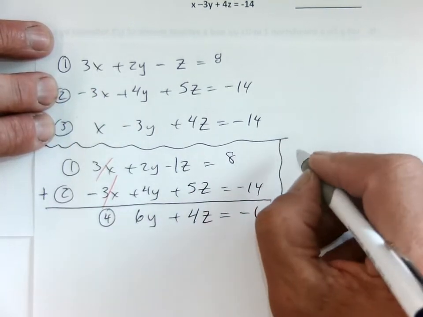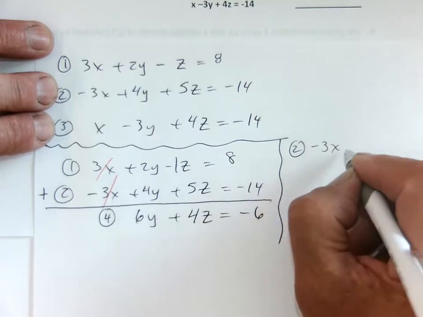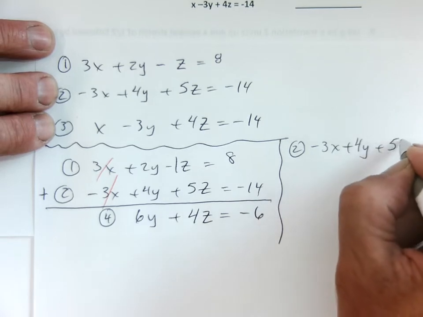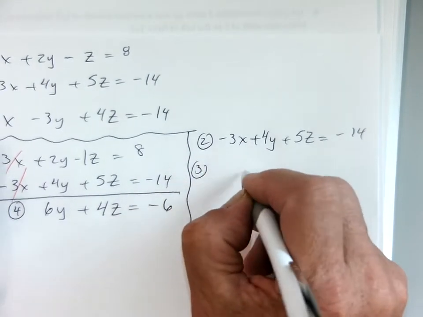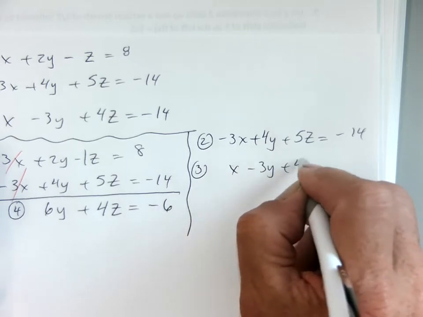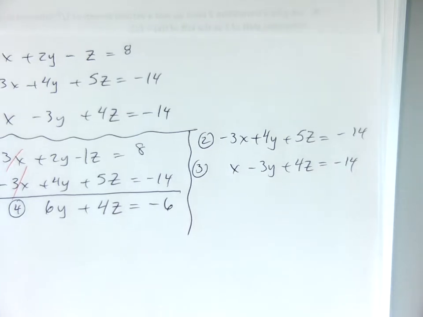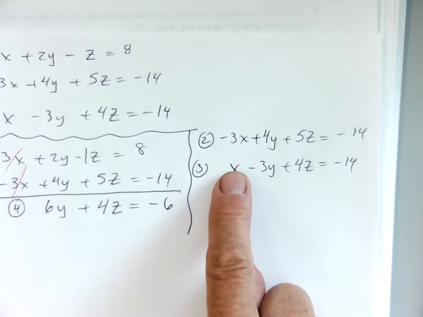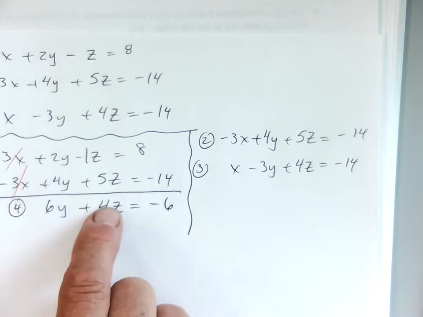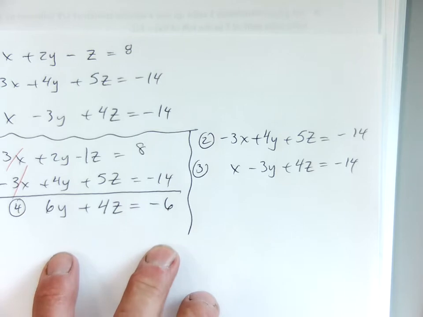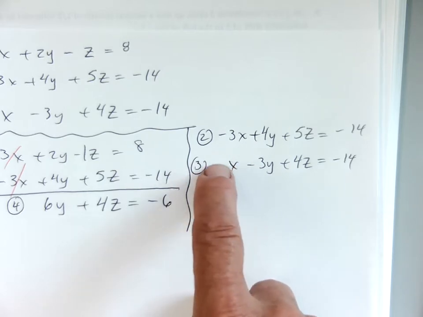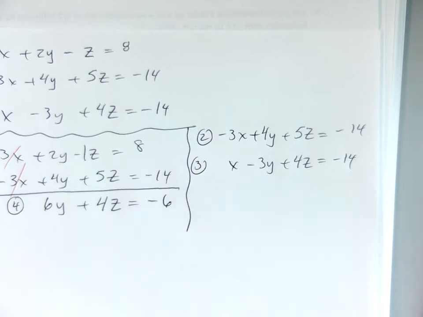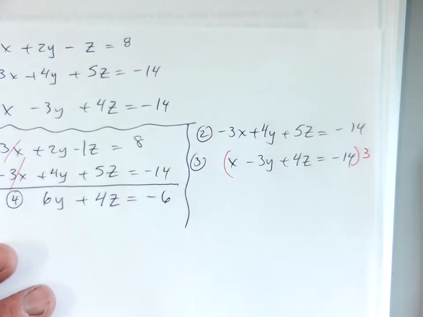So I'm going to put equation 2 and equation 3 together, but I'm not ready to add them yet because I've got to make that a 3x. So I cancel x's over here, and then I'll make another equation that will line up with this one, okay? Before I do anything with equation 2 and 3, I need to make that a 3x. Does that make sense? I need to make that a 3x so it'll cancel. So I'm going to multiply by 3.